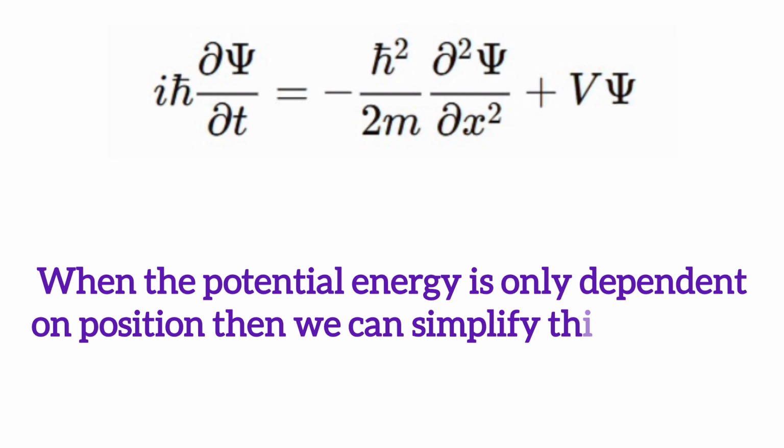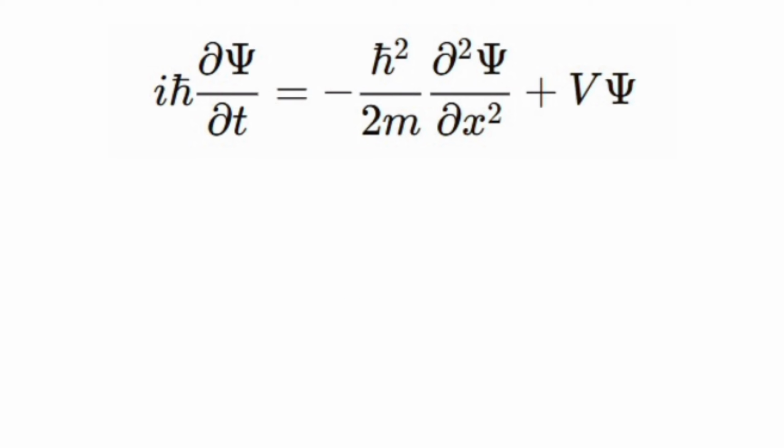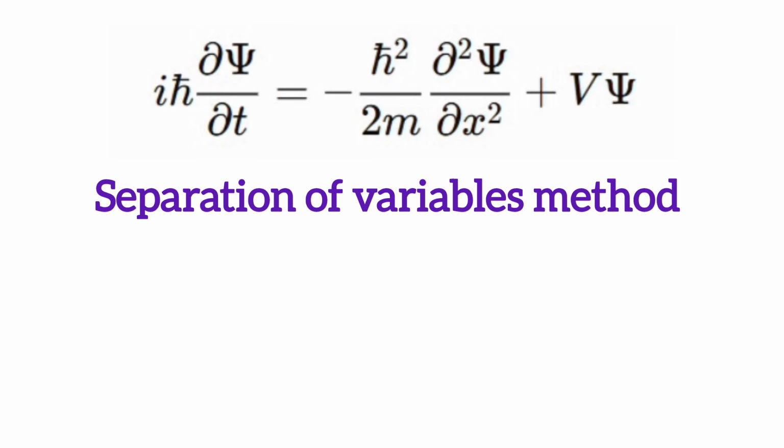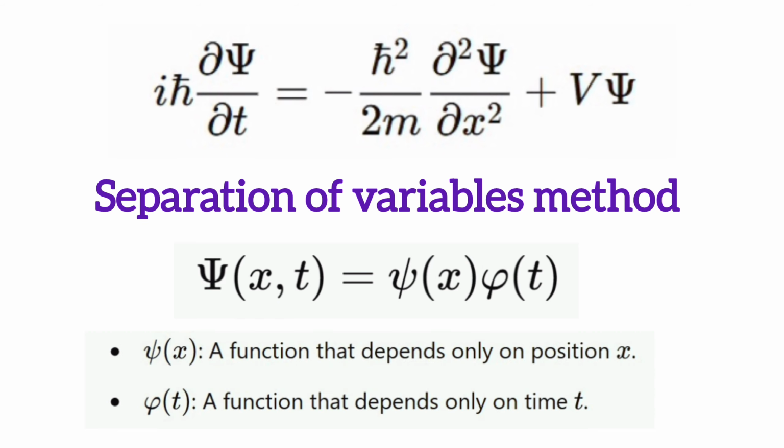However, when the potential energy is only dependent on position, then we can simplify this equation using the separation of variables method. This method assumes that the wave function can be written as the product of two separate functions: ψ(x, t) equals ψ(x) into φ(t). ψ(x) is a function that depends only on position x. φ(t) is a function that depends only on time t.